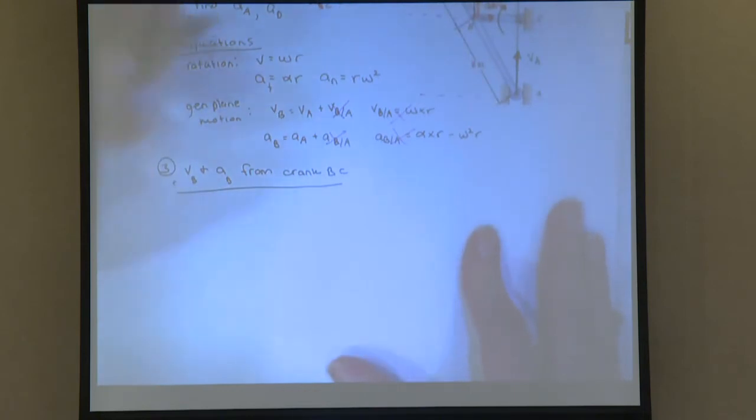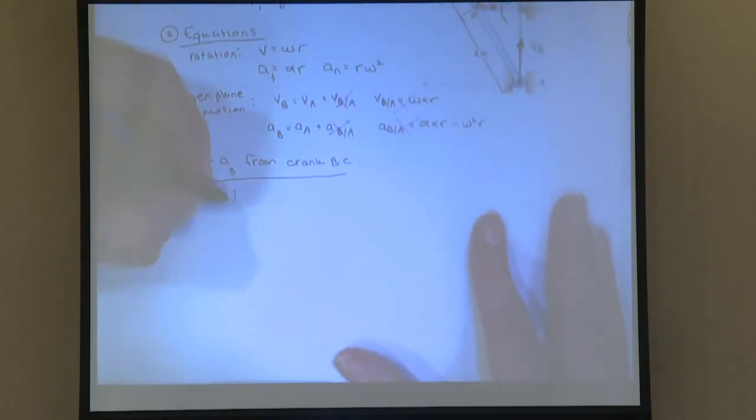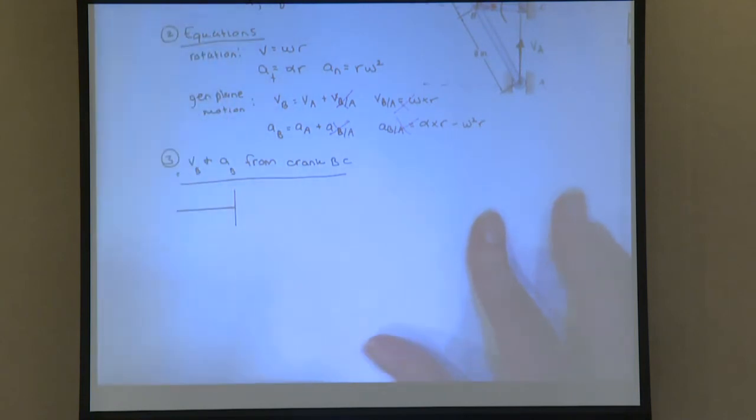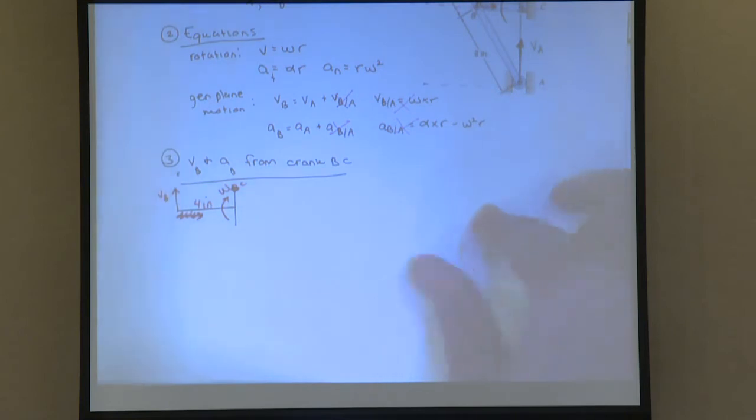So I'm going to draw, I kind of already drew it up there, but I'll redraw it down here. So we know that VB is going up. And then we know that we have omega BC. And then this R is 4 inches. I'll draw another diagram just for the acceleration. That way it doesn't get too confusing. So how would I find VB?